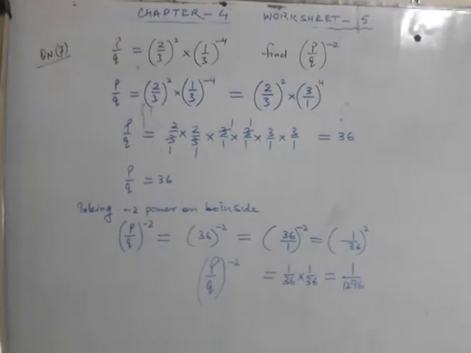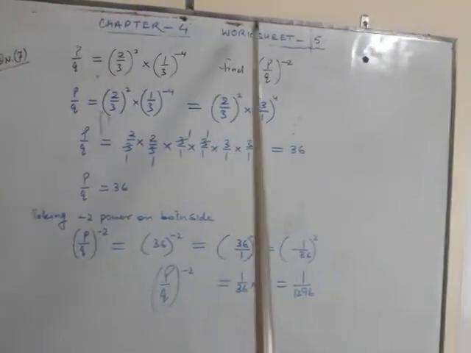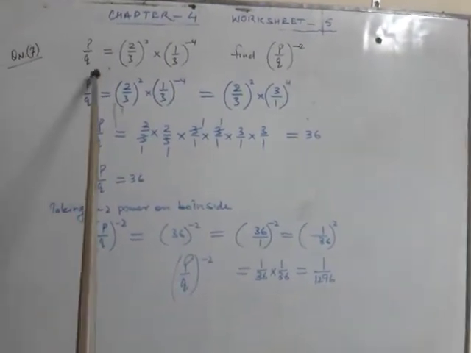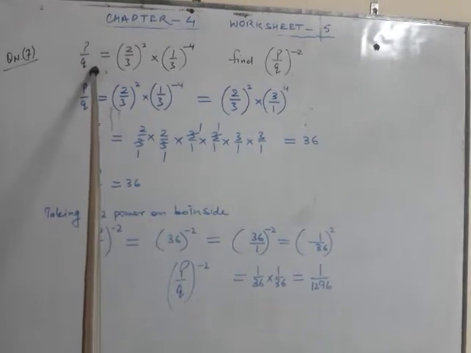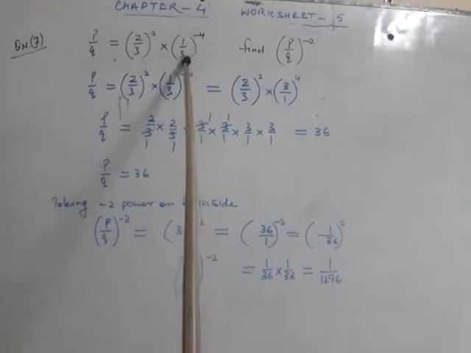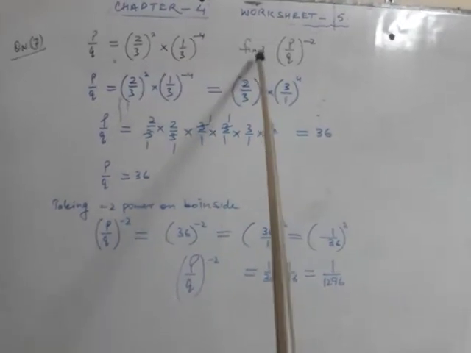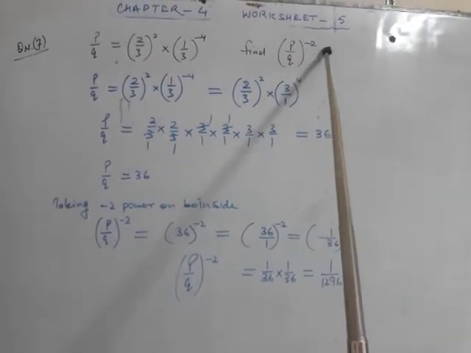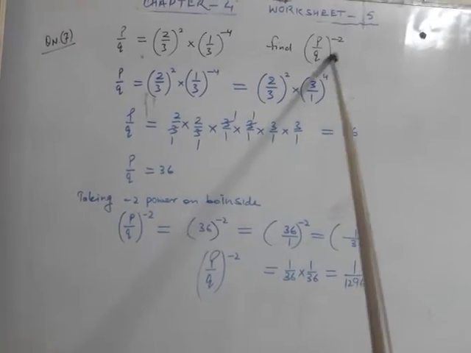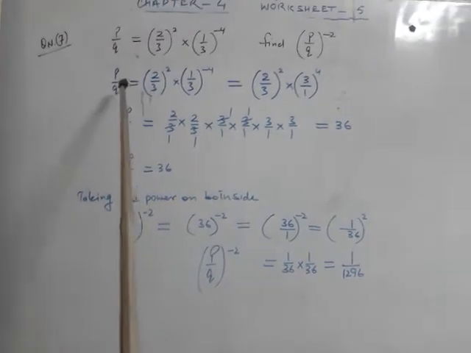Students, we are here on question number 7 of your worksheet 5, chapter 4th. In this question, what is given? P over Q is equal to (2 over 3) to the power 2 into (1 over 3) to the power minus 4. You have to find out the value of (P over Q) to the power minus 2. So how can you do it?